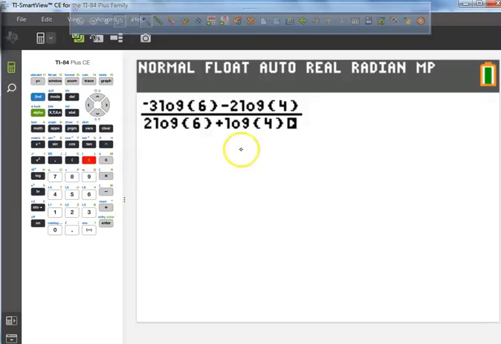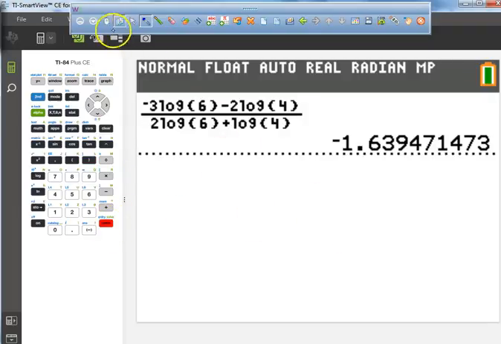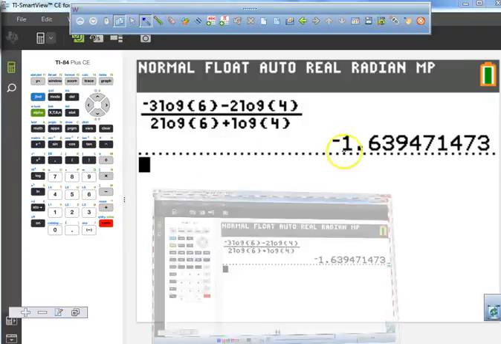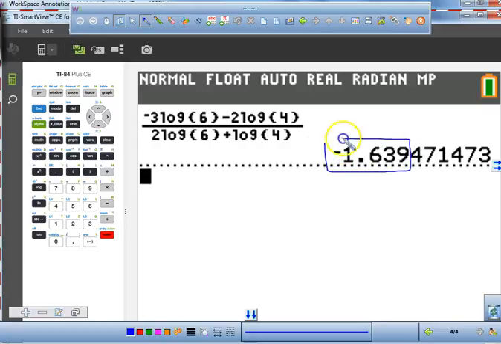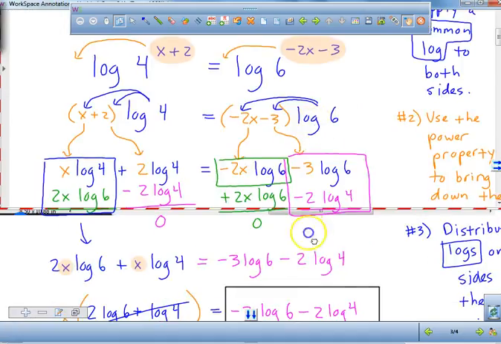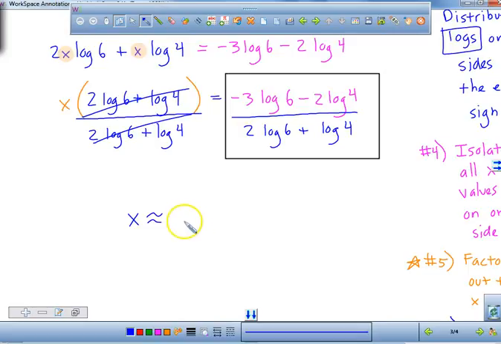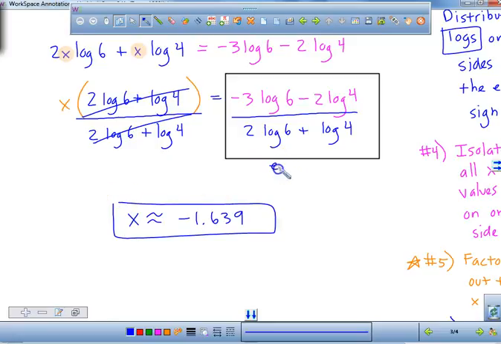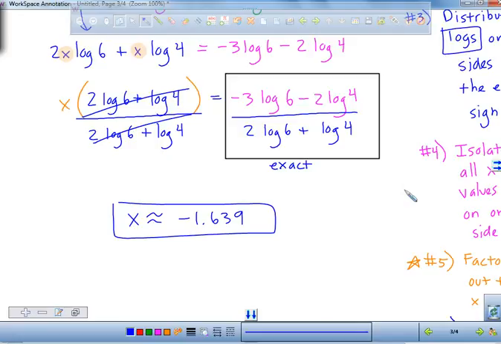Now when you type this in and press enter, this is the approximate value that you get. That's your approximate value for x. So your approximate value for x is negative 1.639. This is your approximate answer. This is your exact answer.